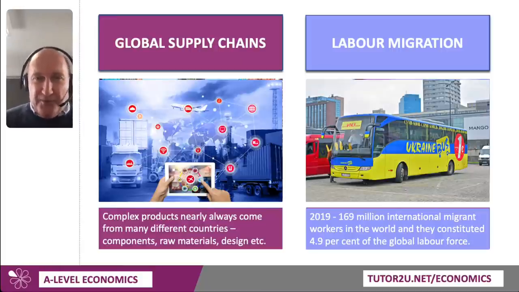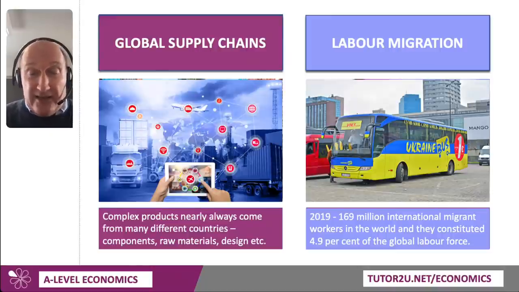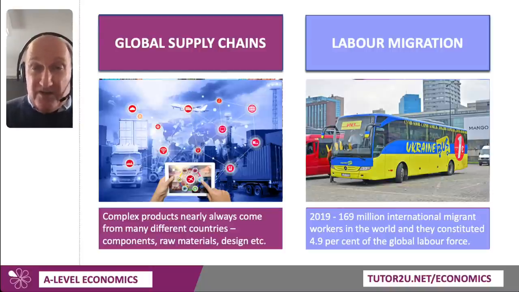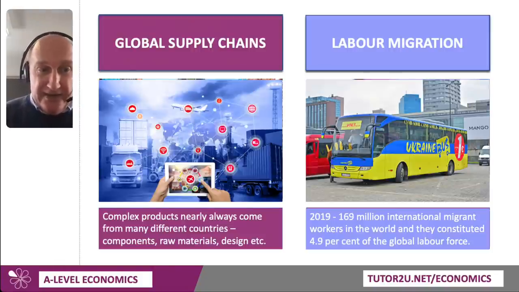I'm not picking questions here, but the migration of people across borders is clearly a huge economic issue in macro terms. In the year before the pandemic, according to the International Labour Office, there were 169 million migrants. Now, that's not an accurate measure, probably, but it's an interesting figure. It's about 5% of the global labour force is migrant workers. So obviously, for some countries, it's much, much higher than that.